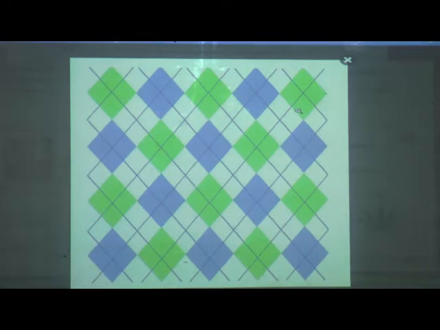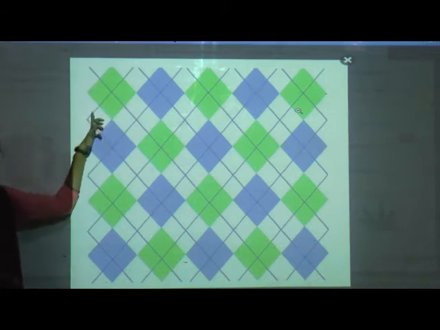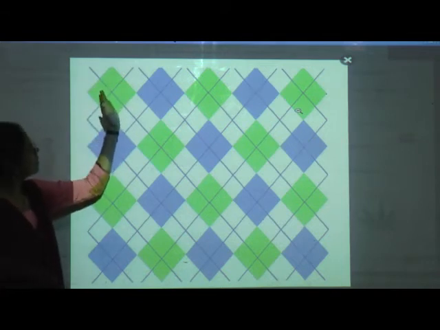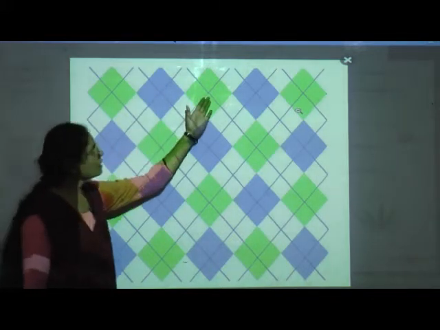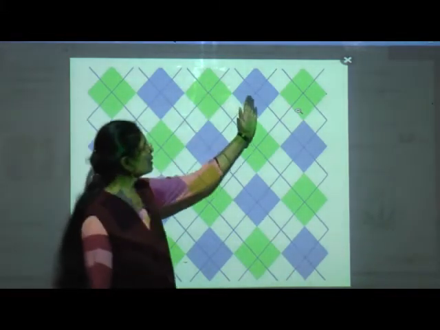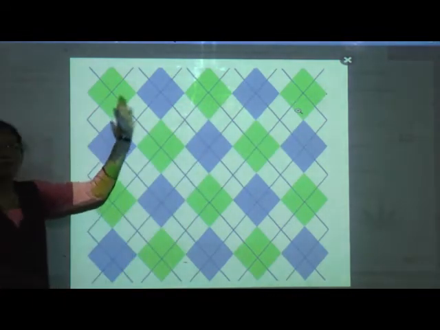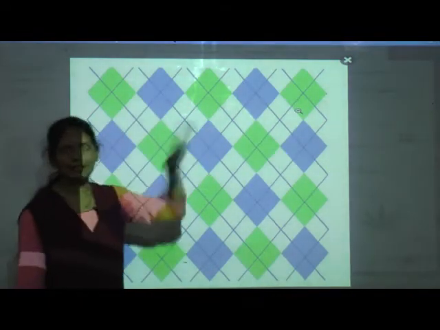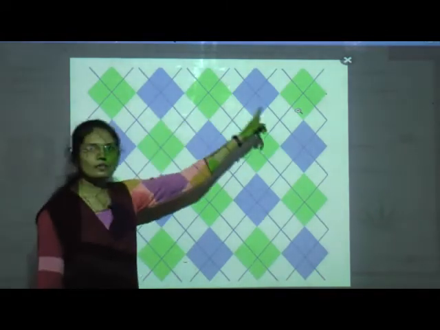Why is it called a pattern? Because here we can see this is a square. You know this is a square. And here a green color square is there. This is blue color. Again a green color square is there. Then again blue, green. Means the shape square is repeated again and again. And the color is also repeated.